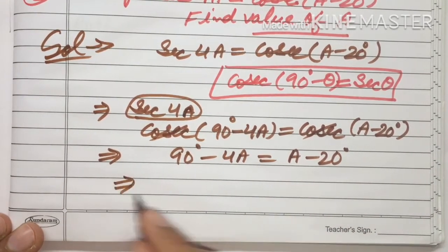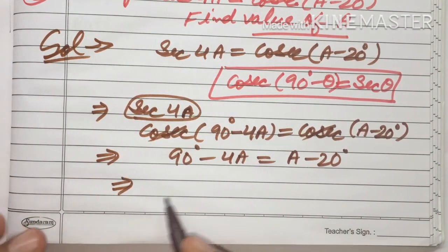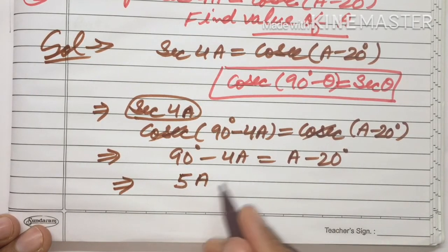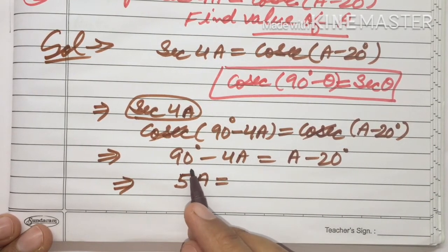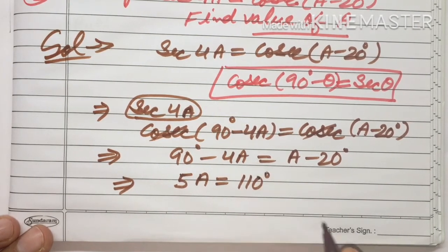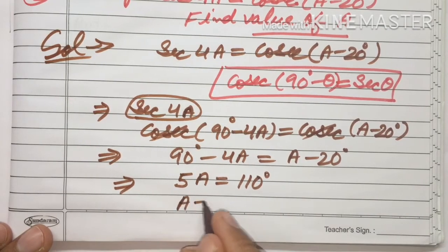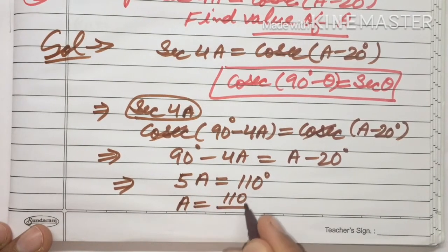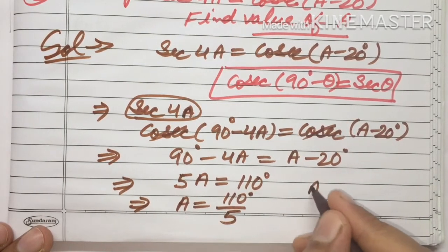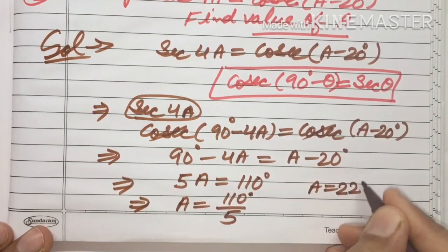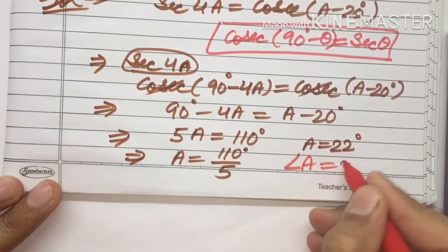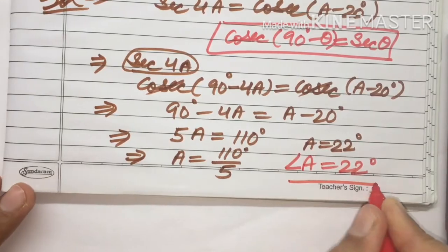So again we will send this A to one side. So it will be 5A, 4A plus A is 5A, and this will be 90 degree plus 20 degree is 110 degree. So A will be 110 degree upon 5, and the value of A is 22 degree. So angle A is 22 degree.